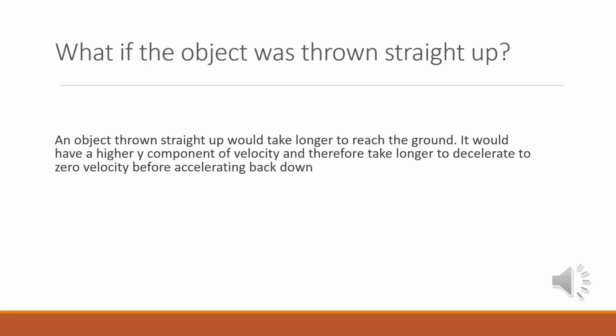So in this case, if the basketball was thrown straight up at that same speed, it would have a higher y component of velocity, and therefore it would take longer to decelerate to zero velocity before accelerating back down.